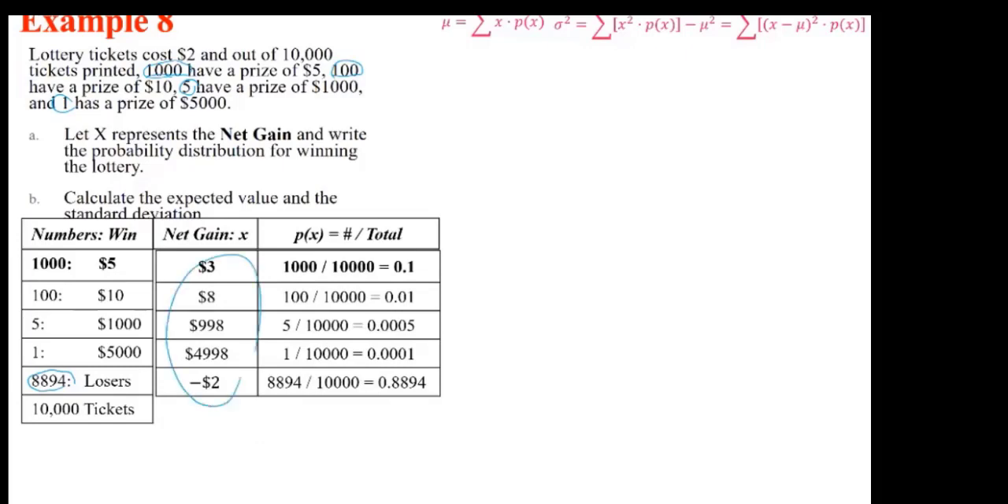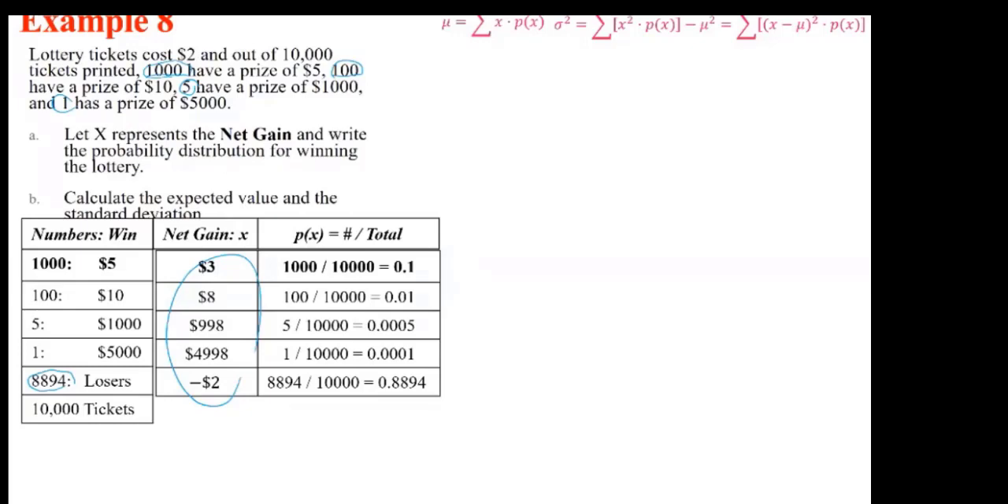So you have to put the number as a net gain. The net gain for those 8,894 tickets or players is -2. Now the next column is very straightforward. Probability of winning. So how many are going to win $5? 1,000 people. So 1,000 divided by the total number of tickets.